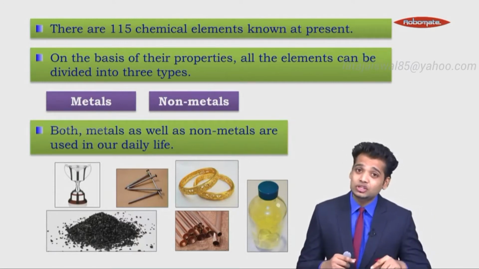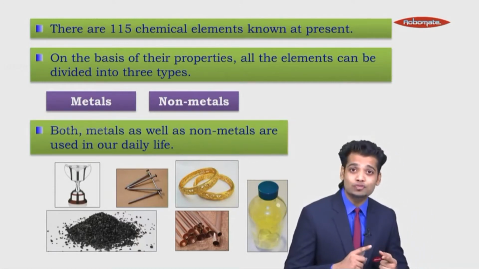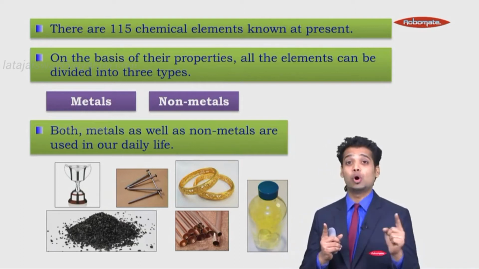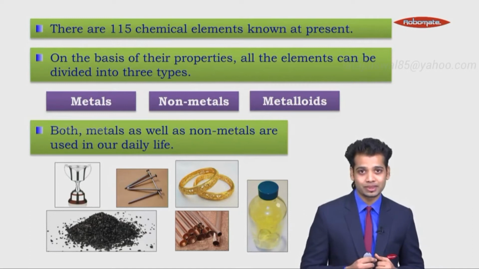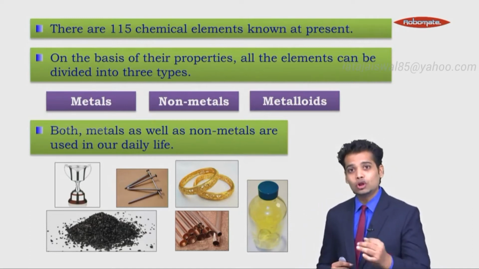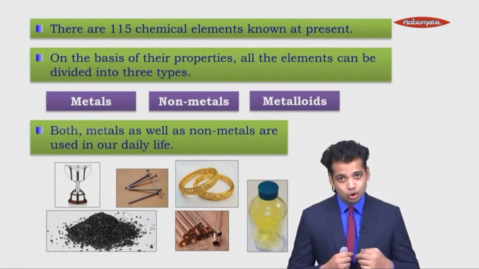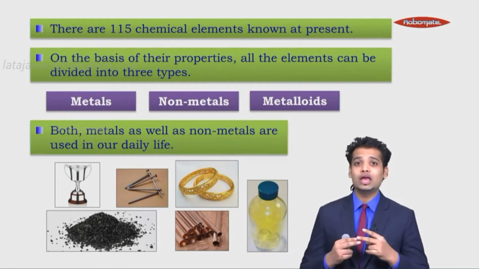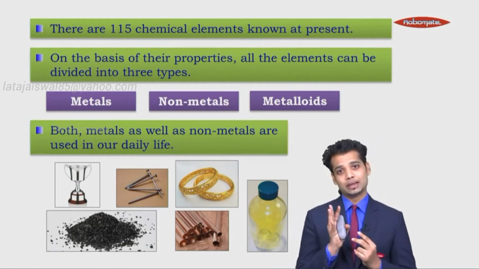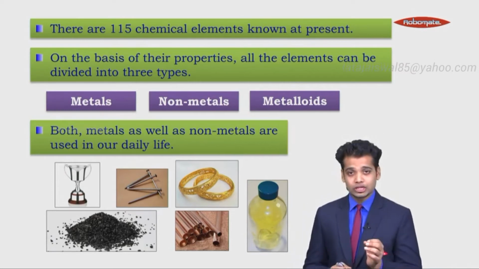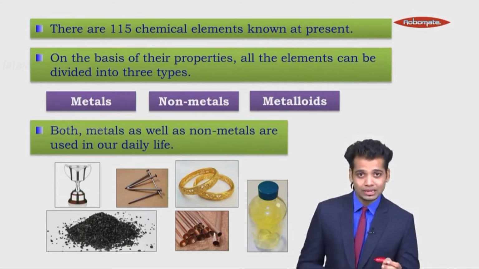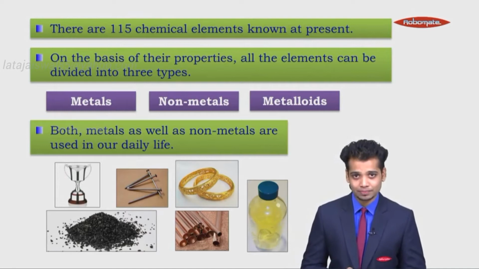But there were certain elements which showed properties of both metals as well as non-metals, and they were termed as metalloids. And these metalloids do not have their own properties. So, in short, we only have to understand two properties, the metallic properties and the non-metallic properties. So, we are going to study the metal as well as non-metallic properties in this chapter.